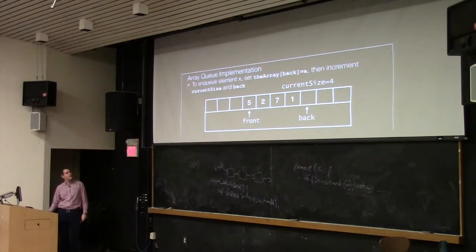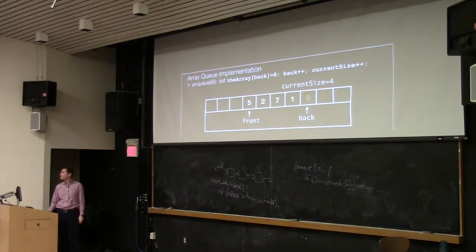We've got 4 elements in here. Whatever index this is points to the front. Whatever index this is points to the next available space in the array. All we do to enqueue is put the value where back currently is, increment back so it now goes to the next one, and increment the current size.